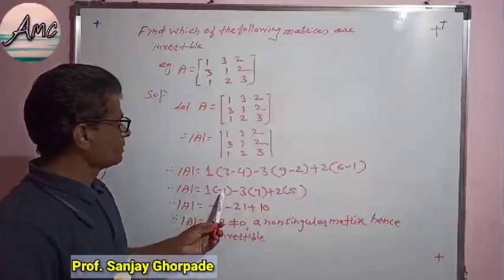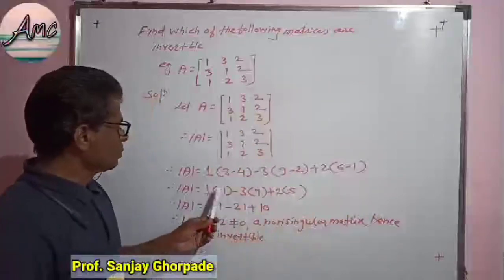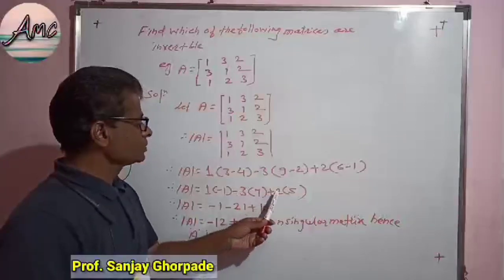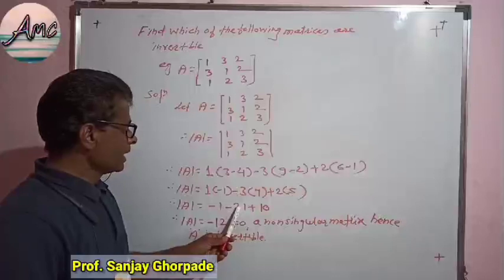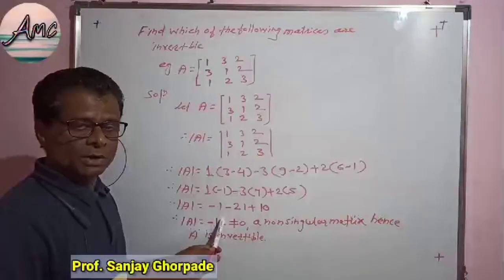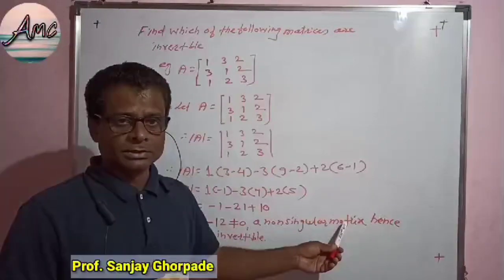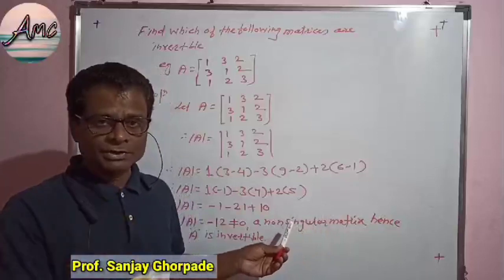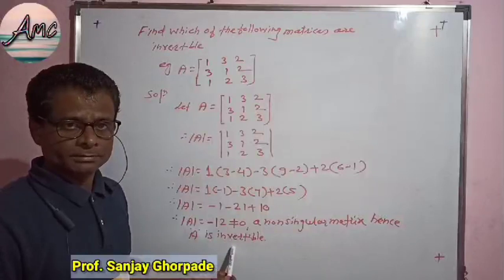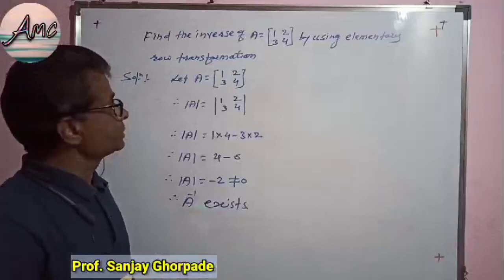So 3 minus 4 is minus 1, 9 minus 2 is 7, 6 minus 1 is 5, 1 into minus 1 is minus 1, 3 7s are 21 plus 2 5s are 10. Minus 21 minus 1 is minus 22, minus 22 plus 10 is what? Minus 12. Definitely not equal to 0. So, a non-singular matrix. Since it is a non-singular matrix, its inverse exists. And hence, the given matrix is what? Invertible.